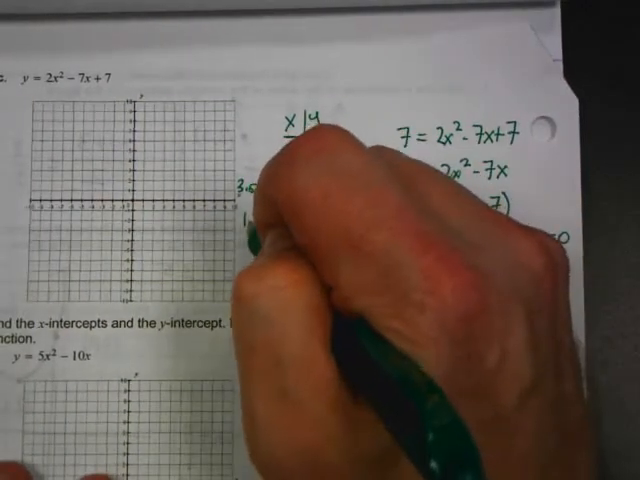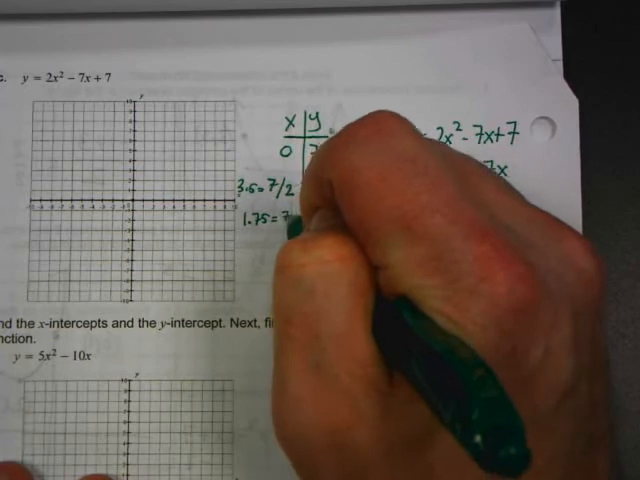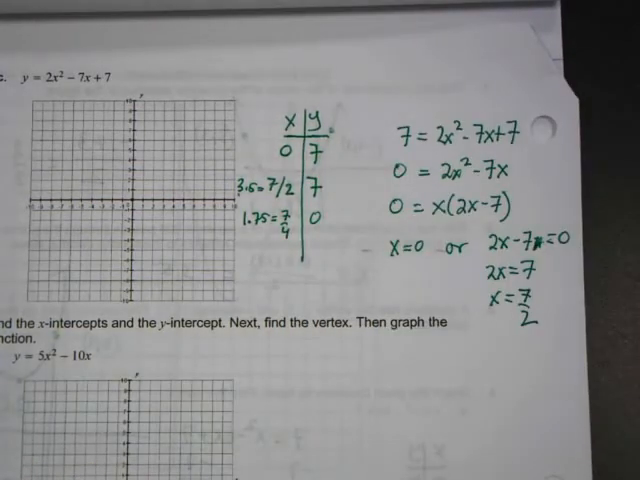Probably going to be better to leave it as a decimal. I think it's easier to graph thinking of it as 1.75 rather than thinking of it as 7/4.